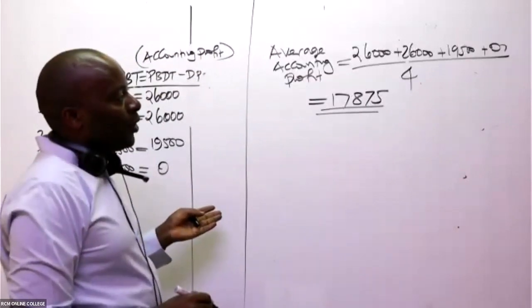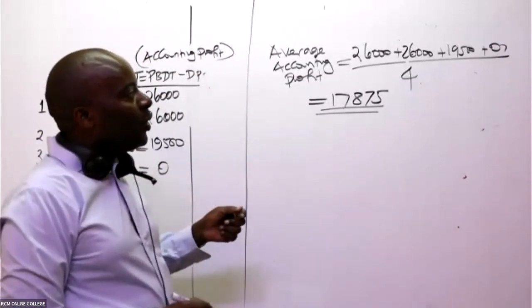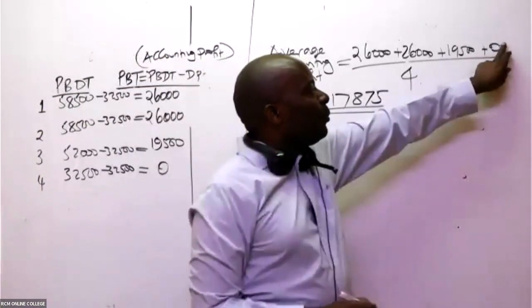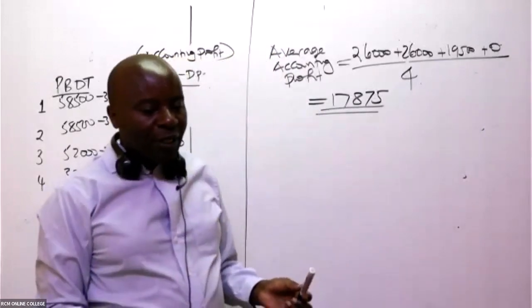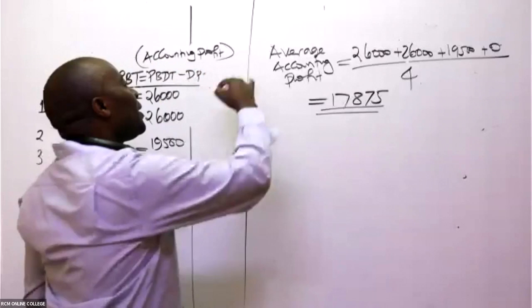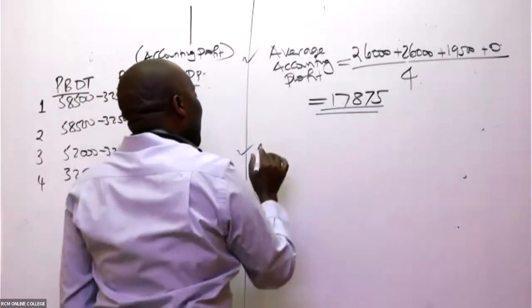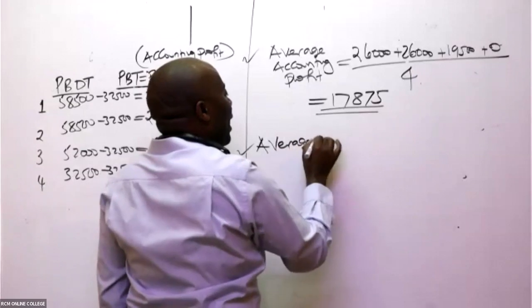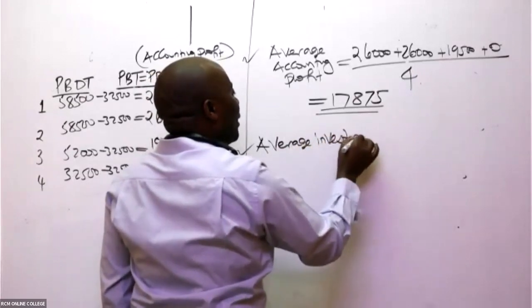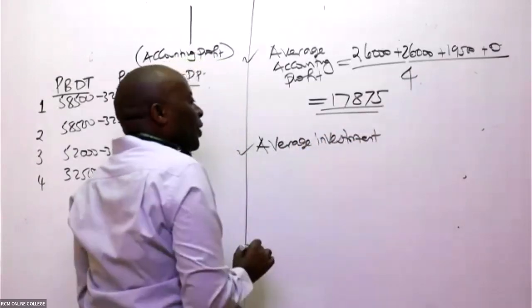Up to here, my good students, are we really together? Yeah, we've been able to average to get the normal mean. Now, ladies and gentlemen, a good student went ahead and gave us the average investment.